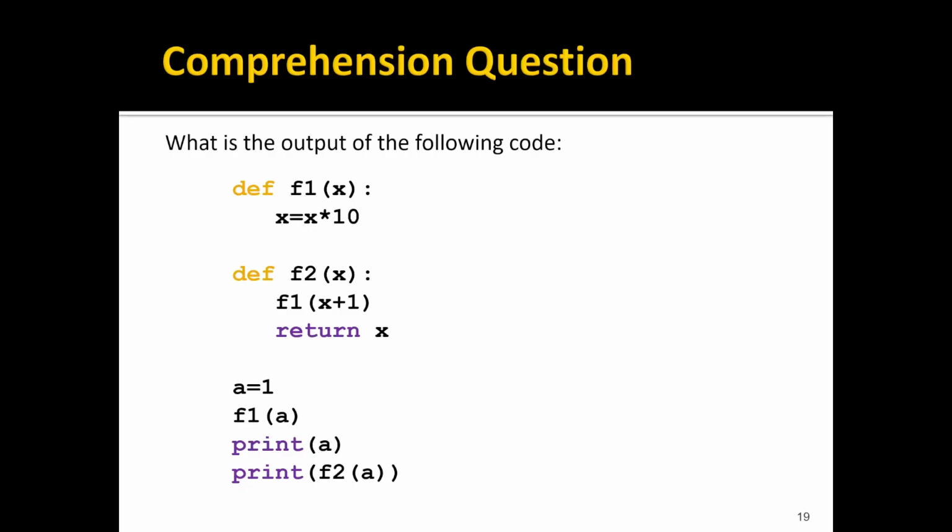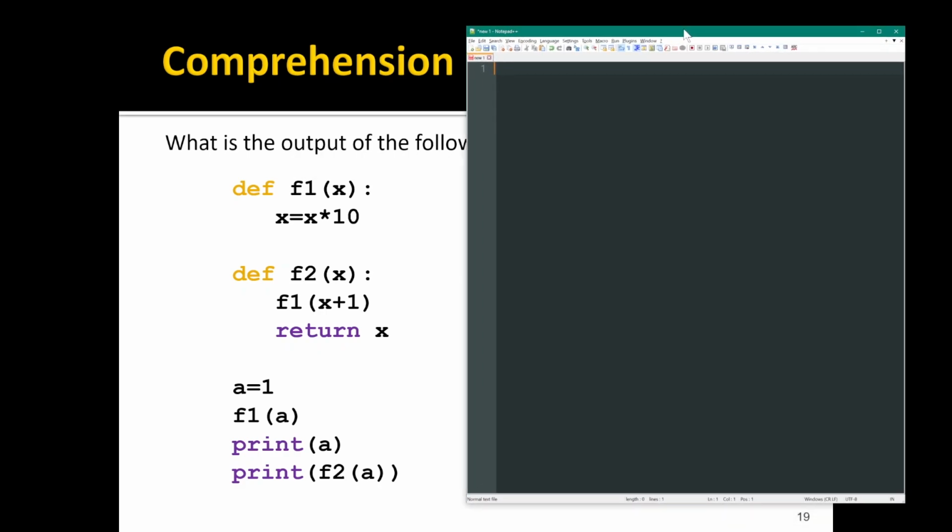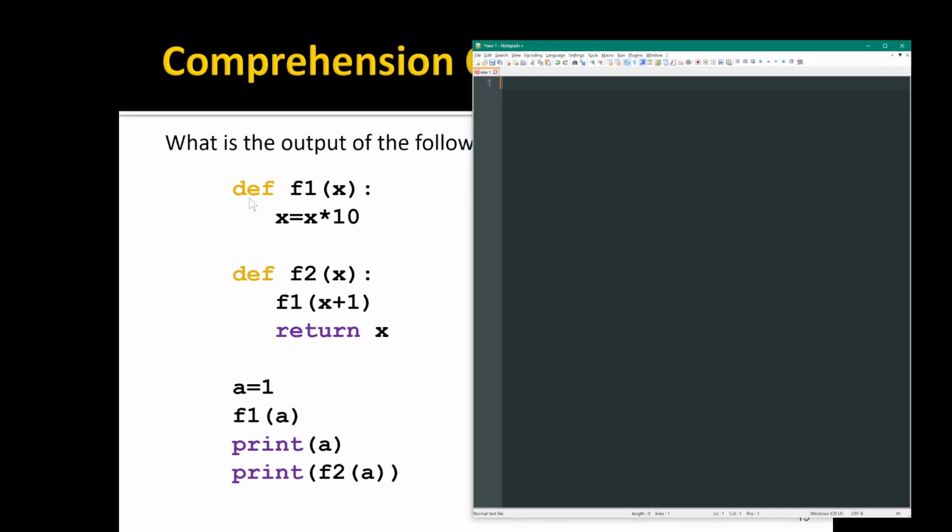Let's make sure we understood all that using a comprehension question here. So what is the output of this syntactically valid but semantically confusing code? So let's pull up a variable table and we'll keep track. So starting from the top, code defines f1. That's great. Moves on to the next line, which says define f2. Okay, so now we know what those both mean.